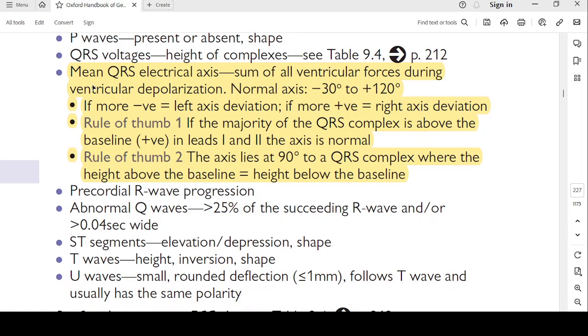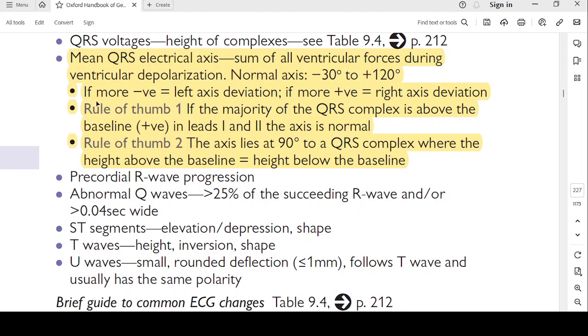mean QRS electrical axis is the sum of all the ventricular forces during ventricular depolarization. Normal axis is minus 30 to plus 120 degrees. If it is more negative, then it's left axis deviation. And if it's more positive, then it is right axis deviation.